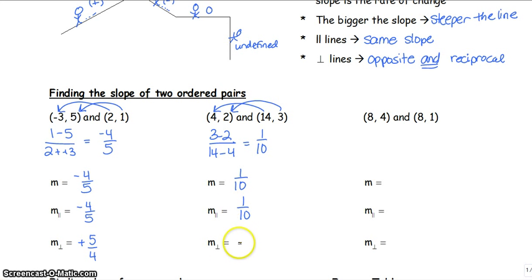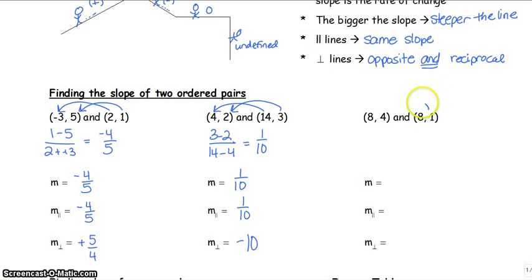Perpendicular, we started with a positive, so now I'm going to have negative. The reciprocal of 1 over 10 is 10 over 1. Please, please, please, please do not write negative 10 over 1. You know that negative 10 over 1 is just negative 10, so just give me negative 10 as your answer.